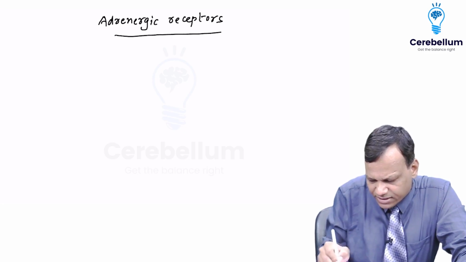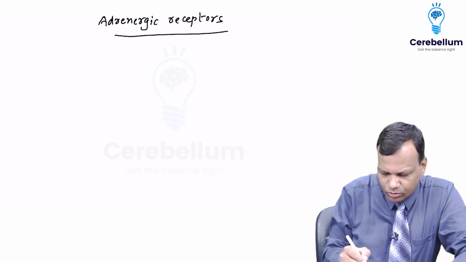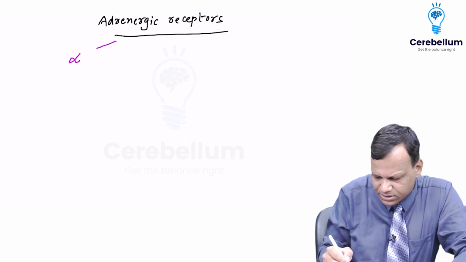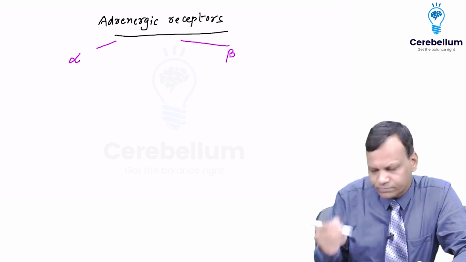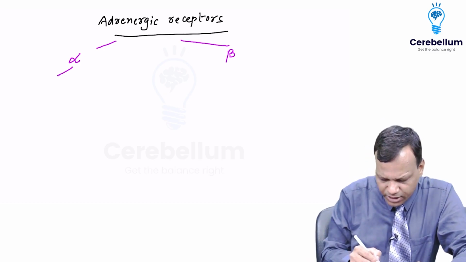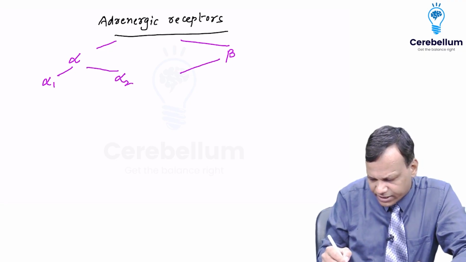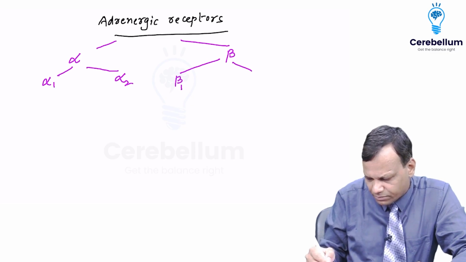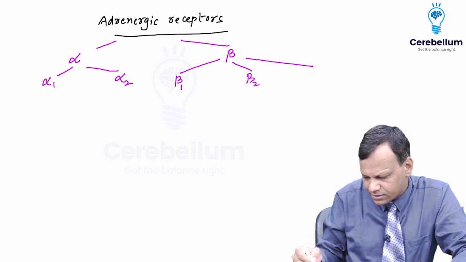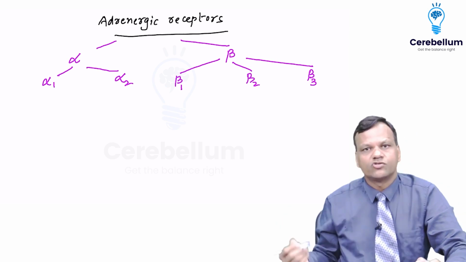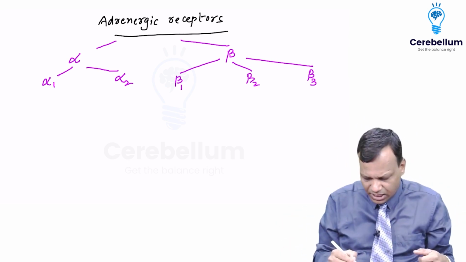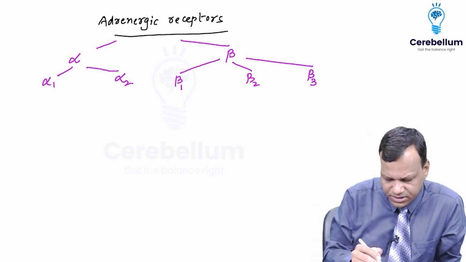Now, adrenergic receptors are broadly divided into 2 types, alpha receptors and beta receptors. Alpha are further of 2 types, alpha 1 and alpha 2, and beta are of 3 types, beta 1, beta 2 and beta 3. So we'll discuss these one by one, starting from alpha 1 receptors.